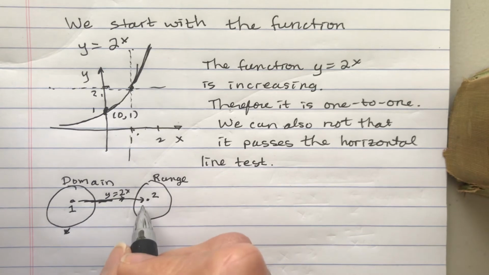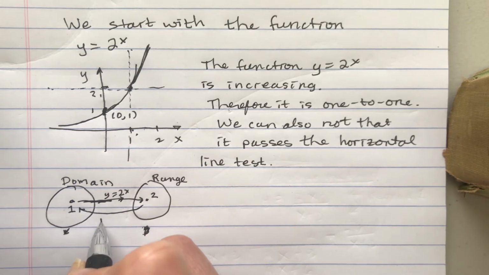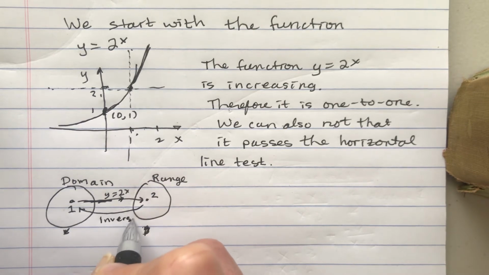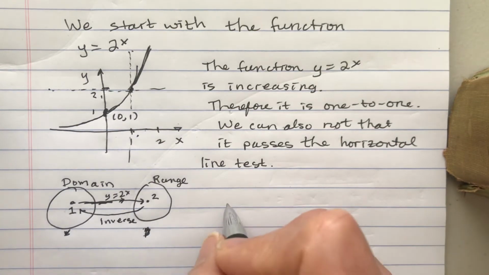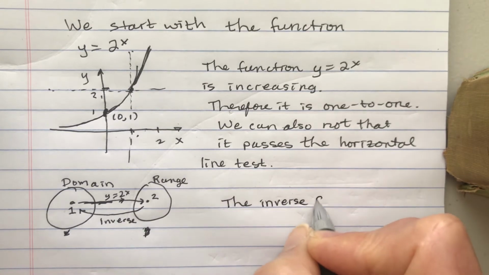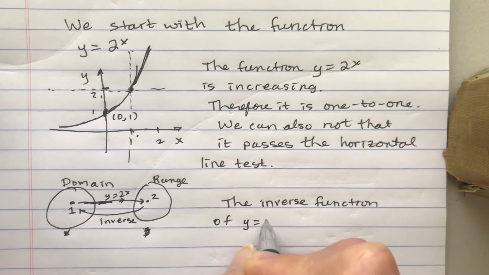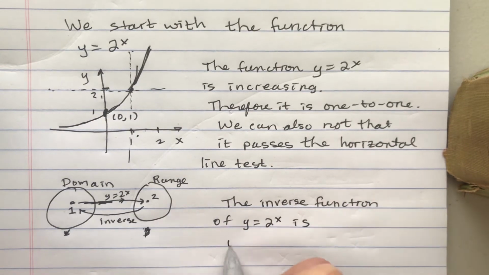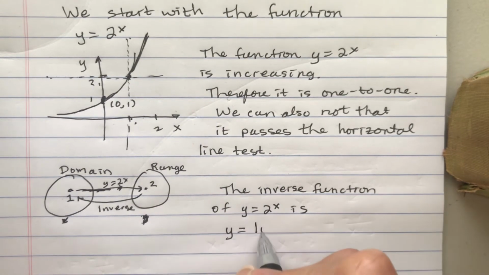If I wanted to go backwards, I could do that, and 2 would go to exactly one value of 1. That is the inverse. The inverse is taking the y value and going back to the x value. The inverse function of y equals 2 to the x is y equals log base 2 of x.